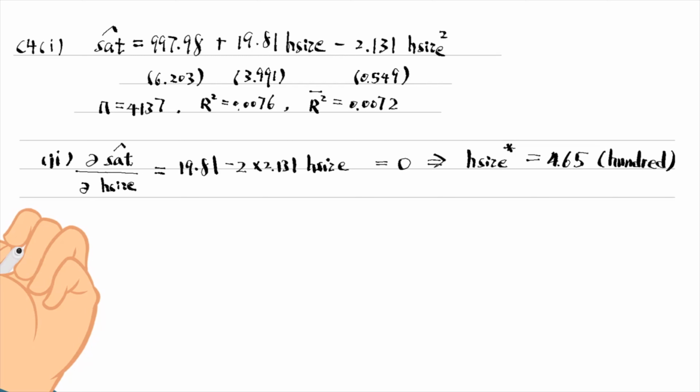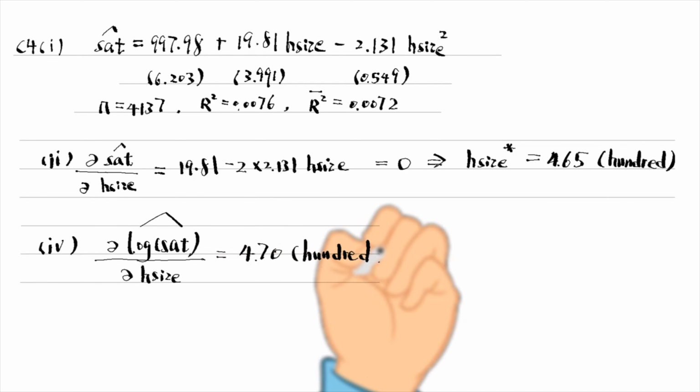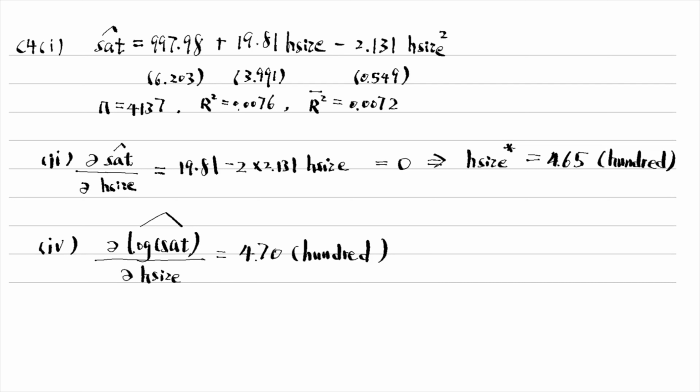In addition, the sample is only for the students who have taken SAT, and therefore it is not a sample for the academic performance of all high school seniors. For the last part, we replace the SAT score with the log of SAT. The optimal size of school is 470 students. It's close to the estimate from Part 2.